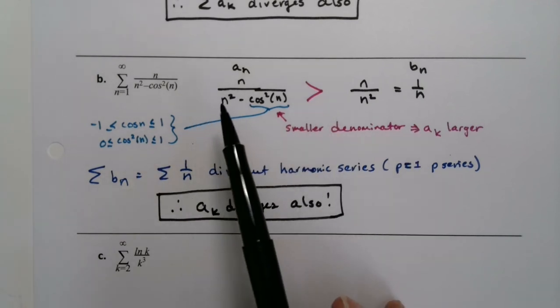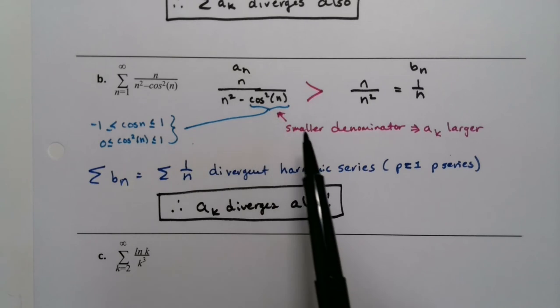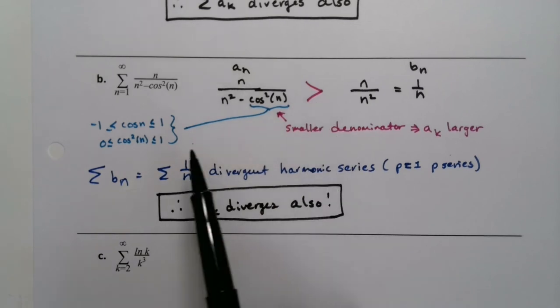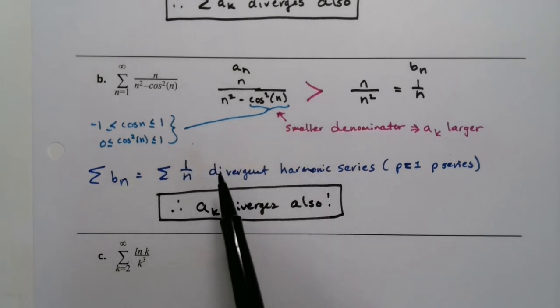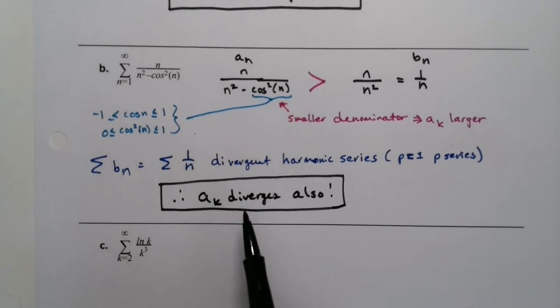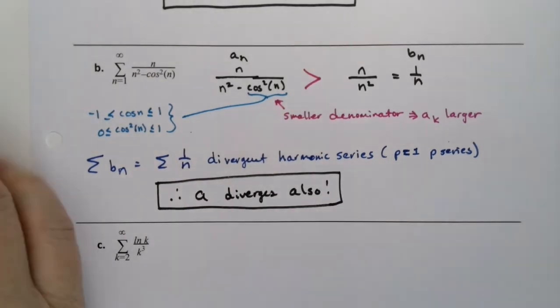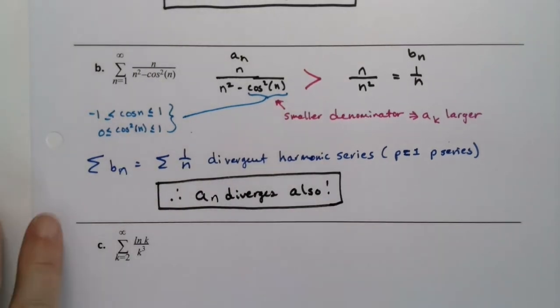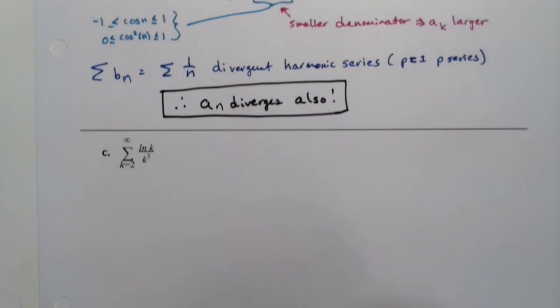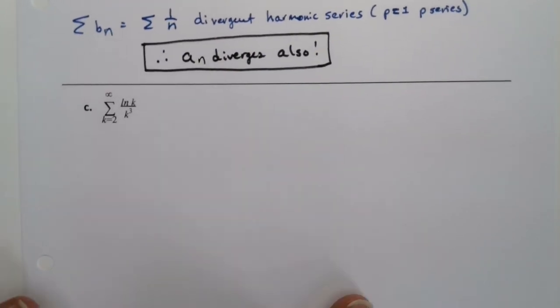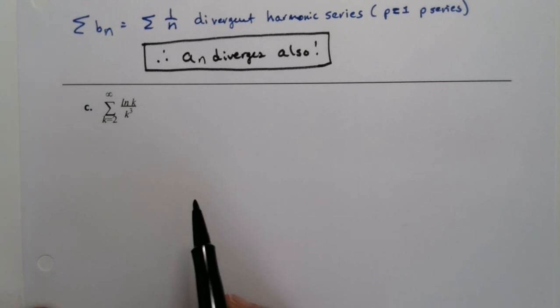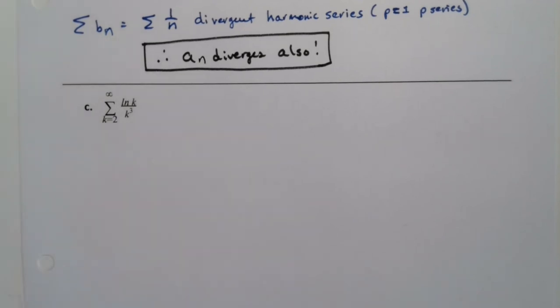So you have to follow it in order. Start with your a sub n, then your b sub n, make an argument to have the symbol go the correct way, then argue about whether your b sub n diverges or converges, and then go back to your a sub n. Oh, shoot, a sub n, not a sub k. My fault. This particular problem is n. All right, last one. So for letter C, natural log of k over k cubed.